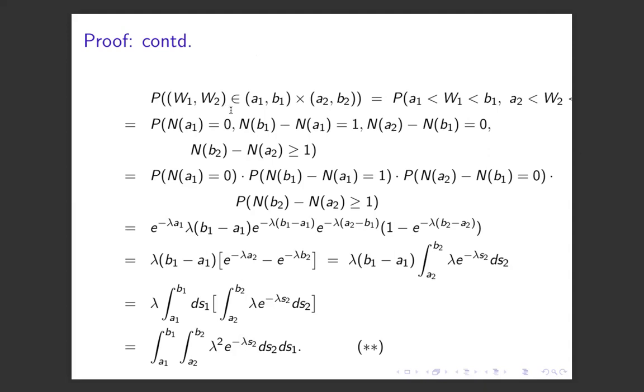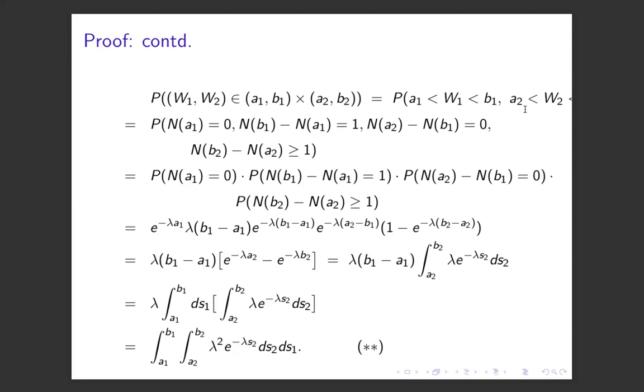And since the first arrival has taken place here, and the second one is happening only later, the number of arrivals between A1 and B1, which is N(B1) minus N(A1), is exactly equal to 1. And between B1 and A2, there has been no arrival. Of course, if B1 is equal to A2, this is simple. So between B1 and A2, there is no arrival, so that is equal to 0.